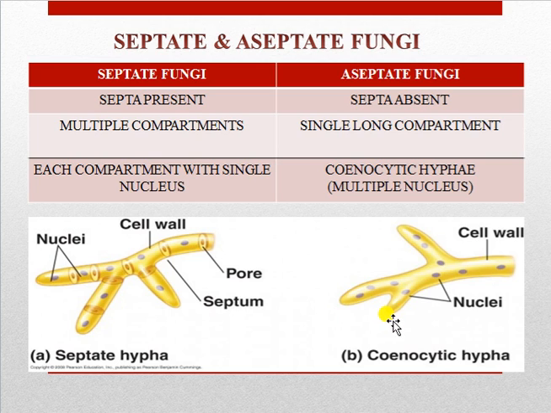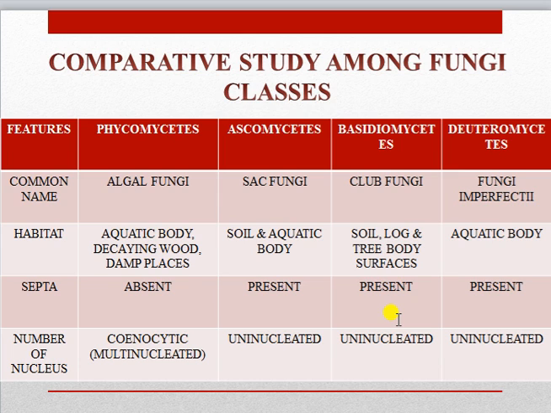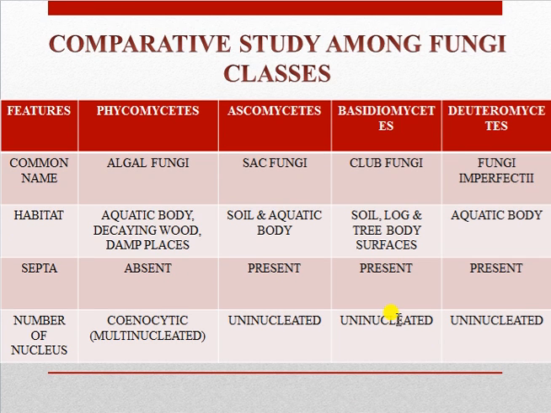Okay, going to the next slide. In the next slide you can see the comparative study among fungi. We have written four different classes: Phycomycetes, Ascomycetes, Basidiomycetes and Deuteromycetes, with their features also written. One by one we will discuss each feature, and the variations present in the different classes of fungi.